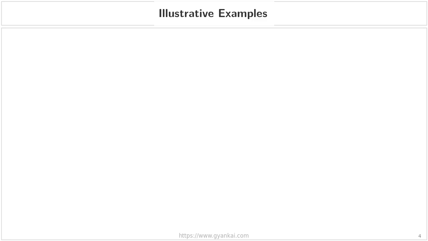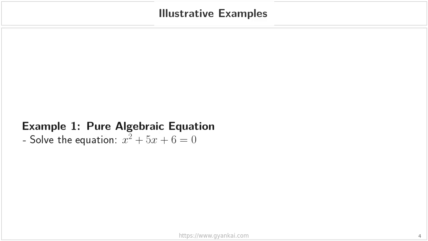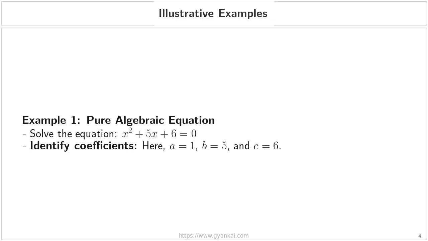Illustrative examples. Now that we have understood the theory and the step-by-step logic behind splitting the middle term, let's put it into our first concrete example. We are looking at a pure algebraic equation, x squared plus 5x plus 6 equals 0. To solve this, let's follow the systematic approach I just outlined in the previous slide.